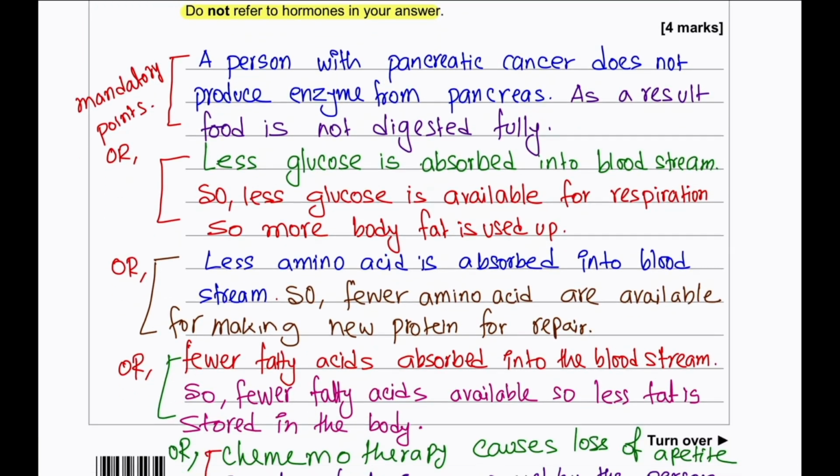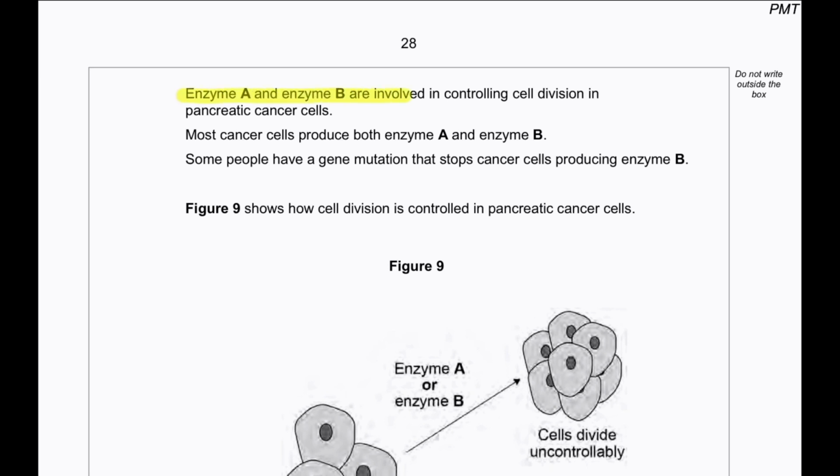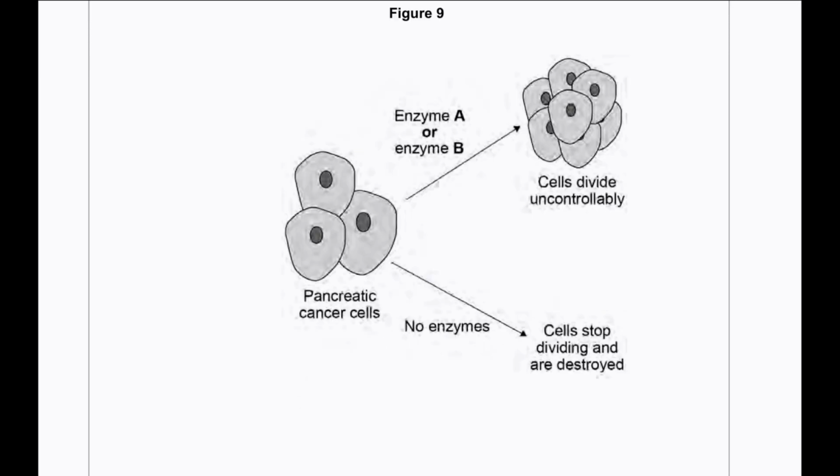Enzymes A and B are involved in controlling cell division in pancreatic cancer cells. Most cancer cells produce both enzyme A and enzyme B. Some people have a gene mutation that stops cancer cells producing enzyme B. Figure 9 shows how cell division is controlled in pancreatic cancer cells. So we can see enzyme A or enzyme B, cells divide uncontrollably. Pancreatic cancer cells with no enzyme stop dividing and are destroyed.